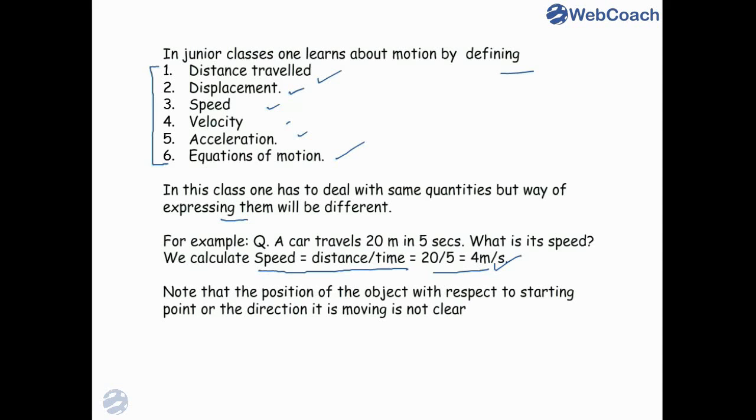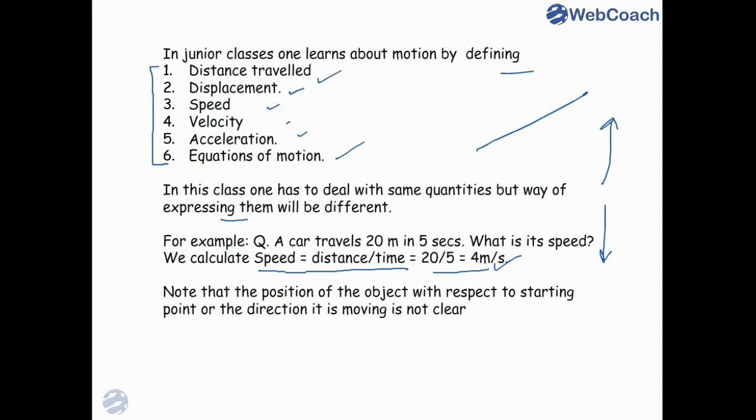What do you think would be something which is lacking here? It is the direction. It does not tell us anything about in which direction it is moving. The object can be moving this way, the object can be moving the other way. We don't know anything about it. We just know that it is a distance covered in a certain time, so the speed is this.